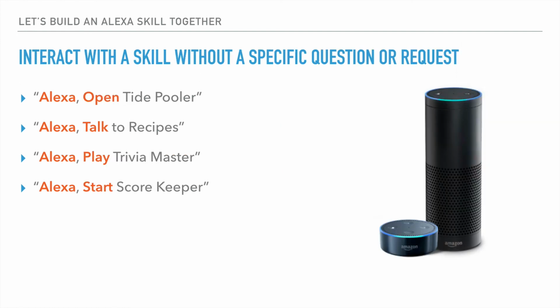You also can interact with an Alexa skill like a session. You can use it to keep Alexa listening to you as you interact with it. So when I say, Alexa, open Tide Pooler, or Alexa, talk to recipes, Alexa, play Trivia Master, or Alexa, start Scorekeeper, these are all ways to open up a session and then continue working with those intents or those skills as you interact with it. And then finally, you can say exit or close to get out of the session.